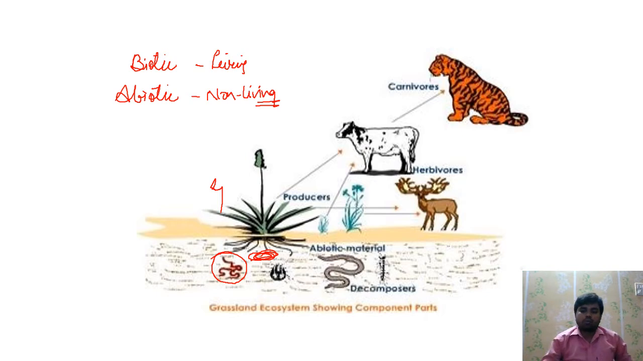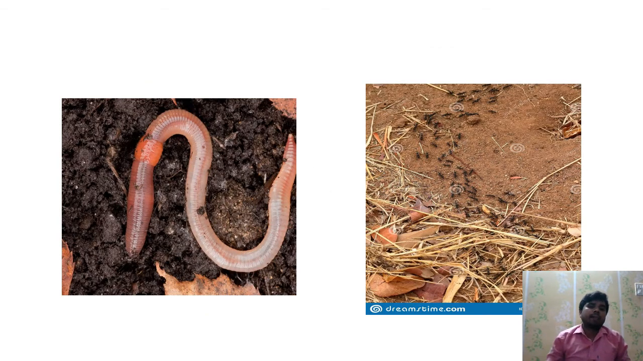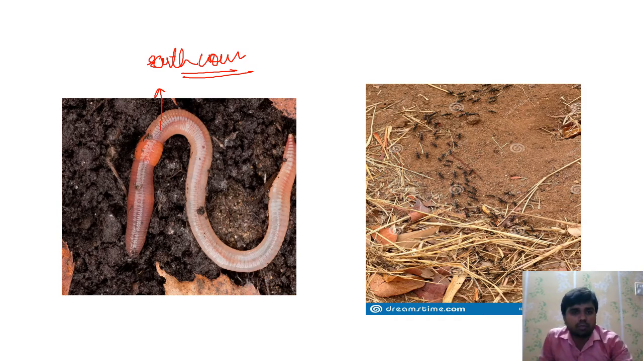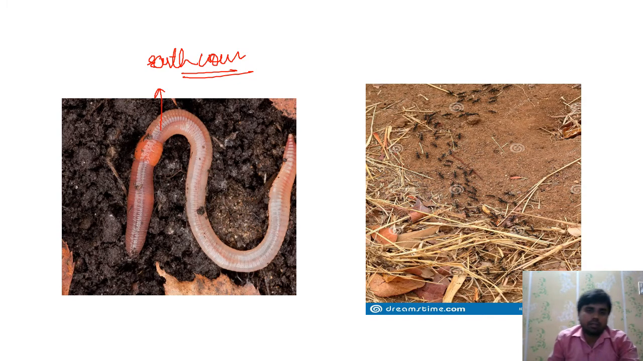Okay, so see students, the first image is that of an earthworm. Have you seen this earthworm? Yes or no? Yes students, so what do you understand by earthworm and where does this earthworm actually live? In which area can you see this earthworm? So students, you can see this earthworm mainly in the agricultural field.